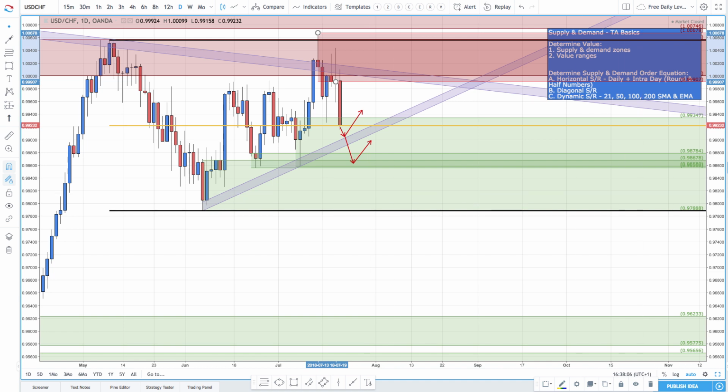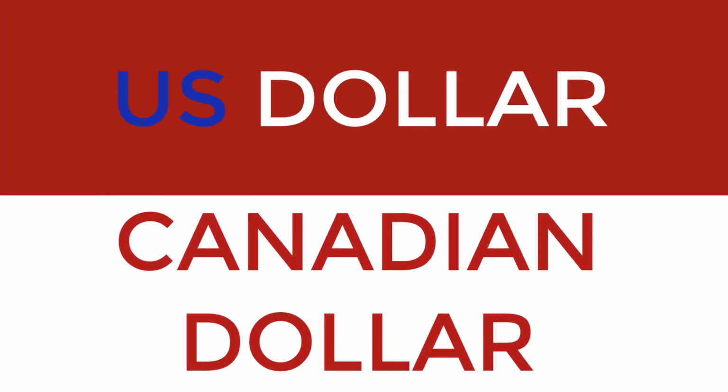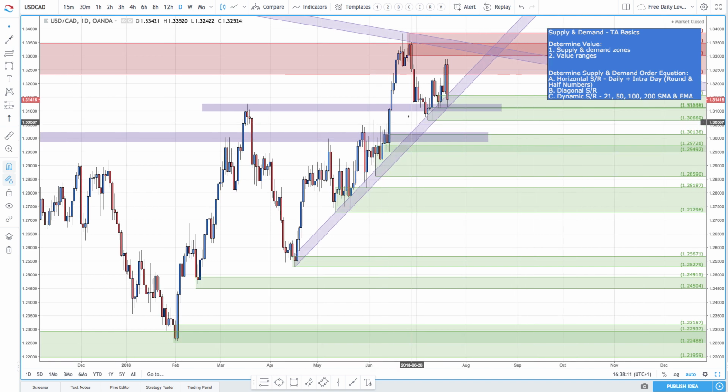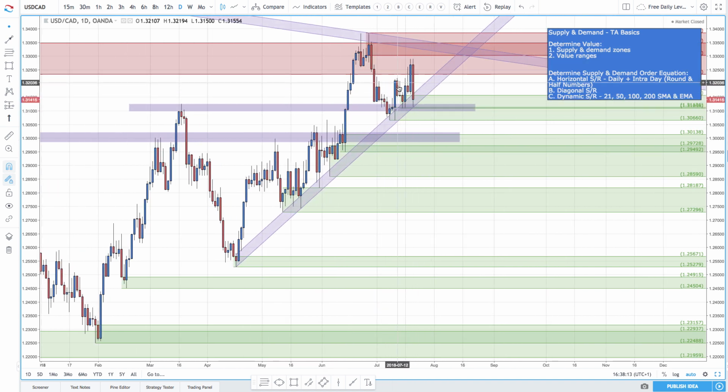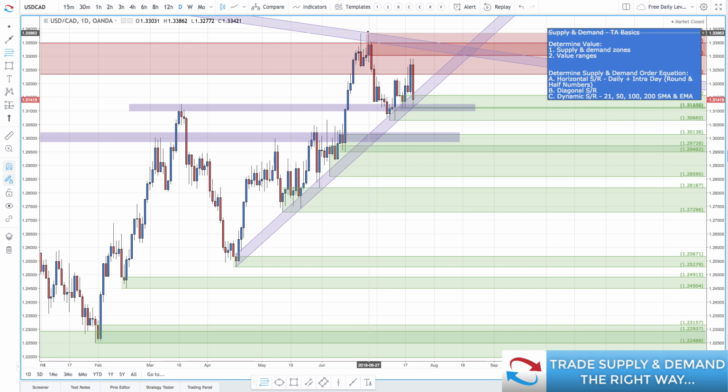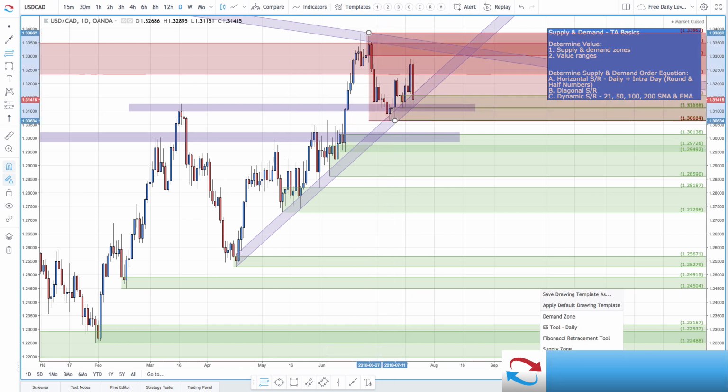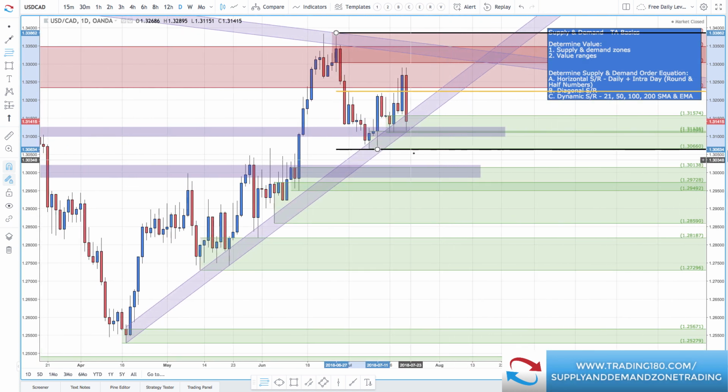Moving on to the dollar CAD. Dollar CAD, again, this is what the supply and demand technical analysis basics look like. You have your demand zones here. This is where we could potentially range from that high to that low. So price could be contained between here and here.